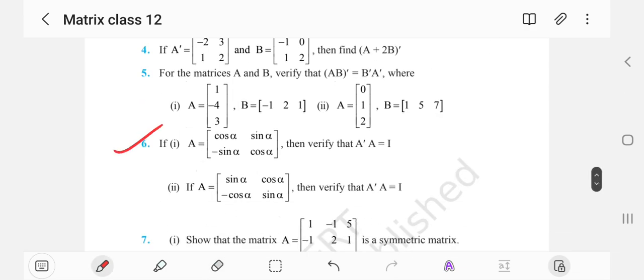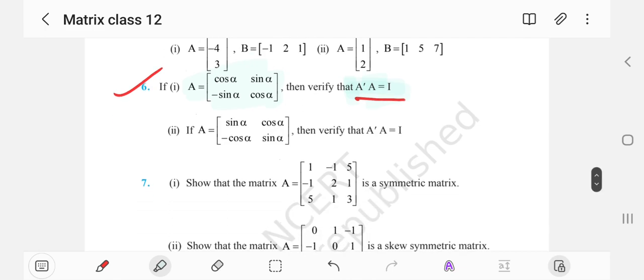Question number 6. In question number 6 we have to verify this thing. Now this is a sort of important question, important in the sense that it involves some trigonometric functions. Otherwise it is also very simple. Just the normal transposition, then multiplication, and then we have to verify that it is equal to an identity matrix. Let's solve question number 6 part A.